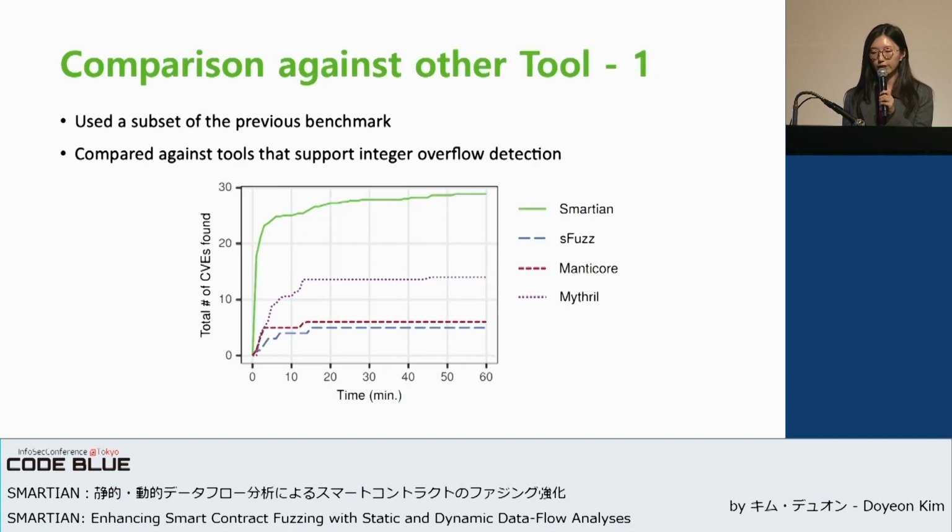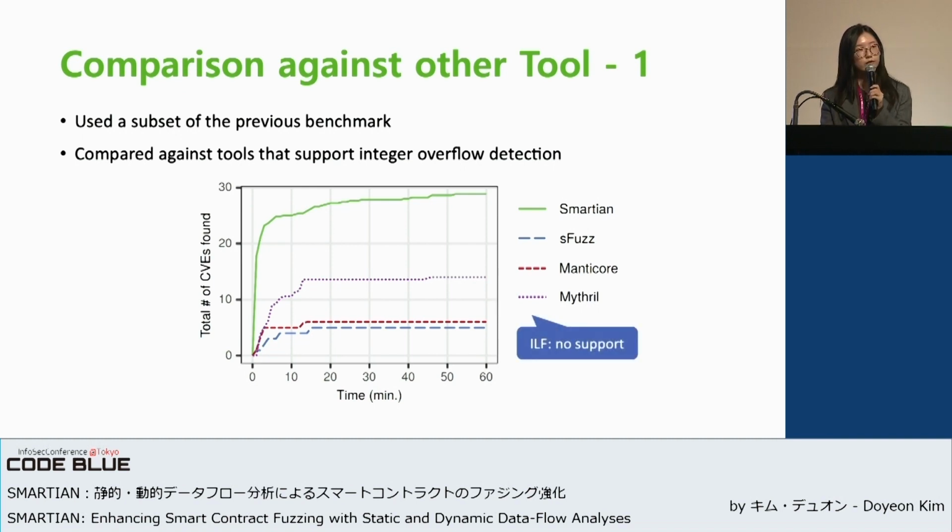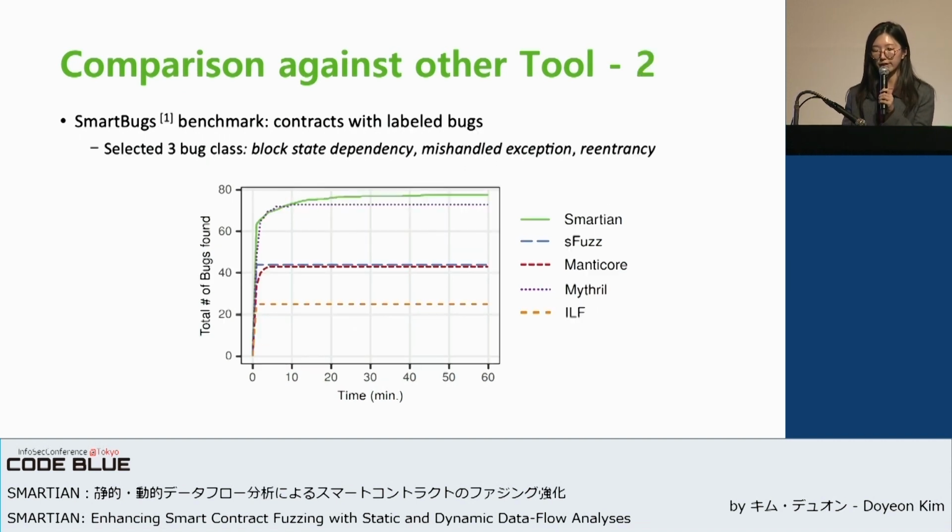And next, we compared Smartian against other testing tools. We used the same benchmark here, but there were contracts that some of the tools failed to properly run. So we excluded these contracts for fairness and then compared Smartian against other tools. The result indicates that Smartian found at least 2 times more CVEs than other tools. We note that one of our comparison targets, IRF, is missing here because it does not support integer overflow detection. Therefore, we ran additional experiments for the comparison.